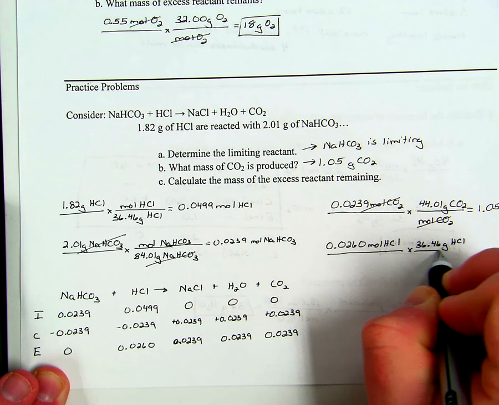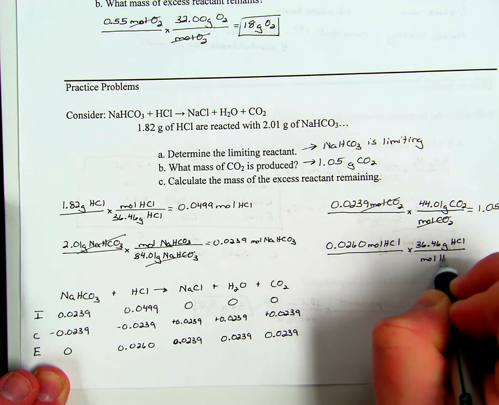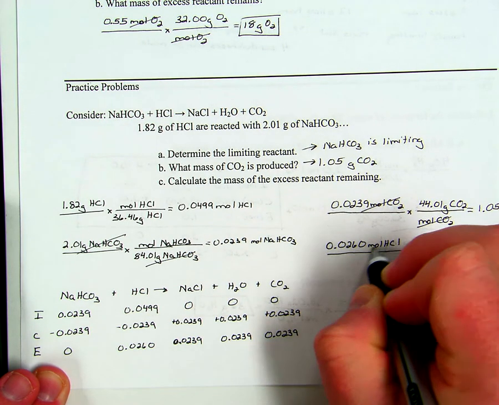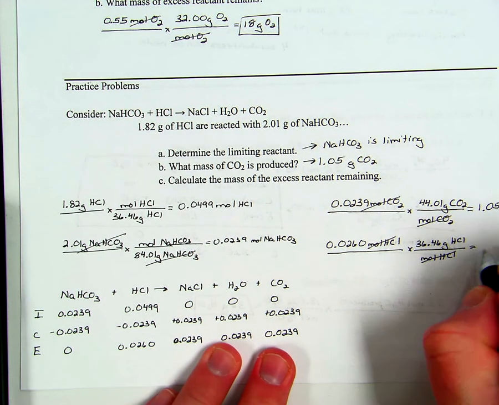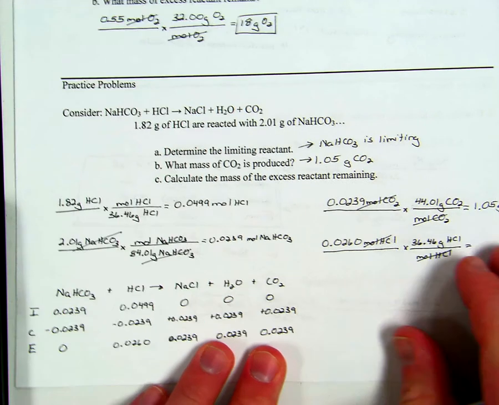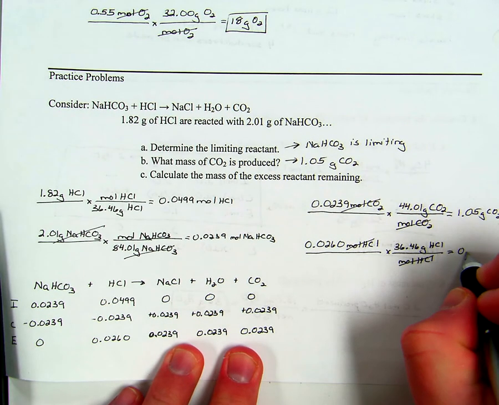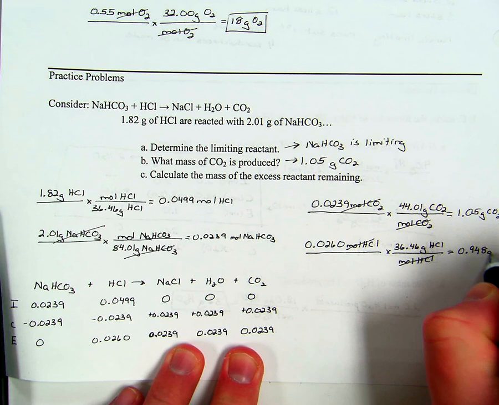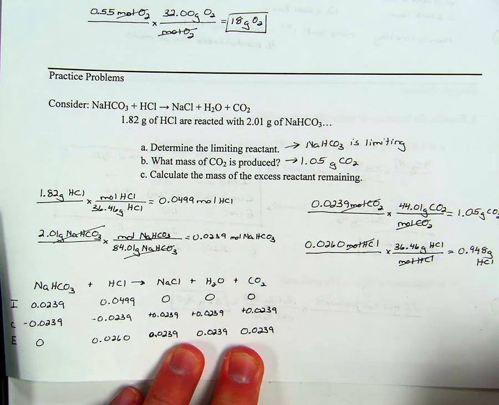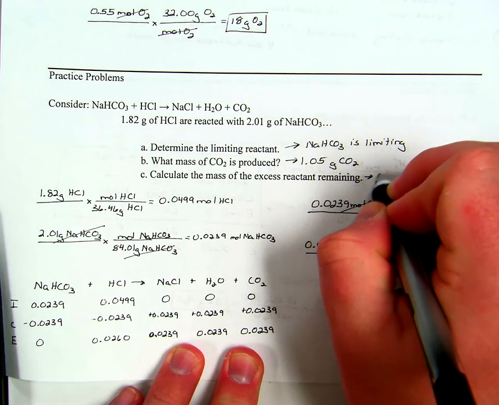0.026 times 36.46. This gives us, looks like we get 3 sig figs, 0.948 grams of HCl. So just write that here, 0.948 grams HCl. And that is it.